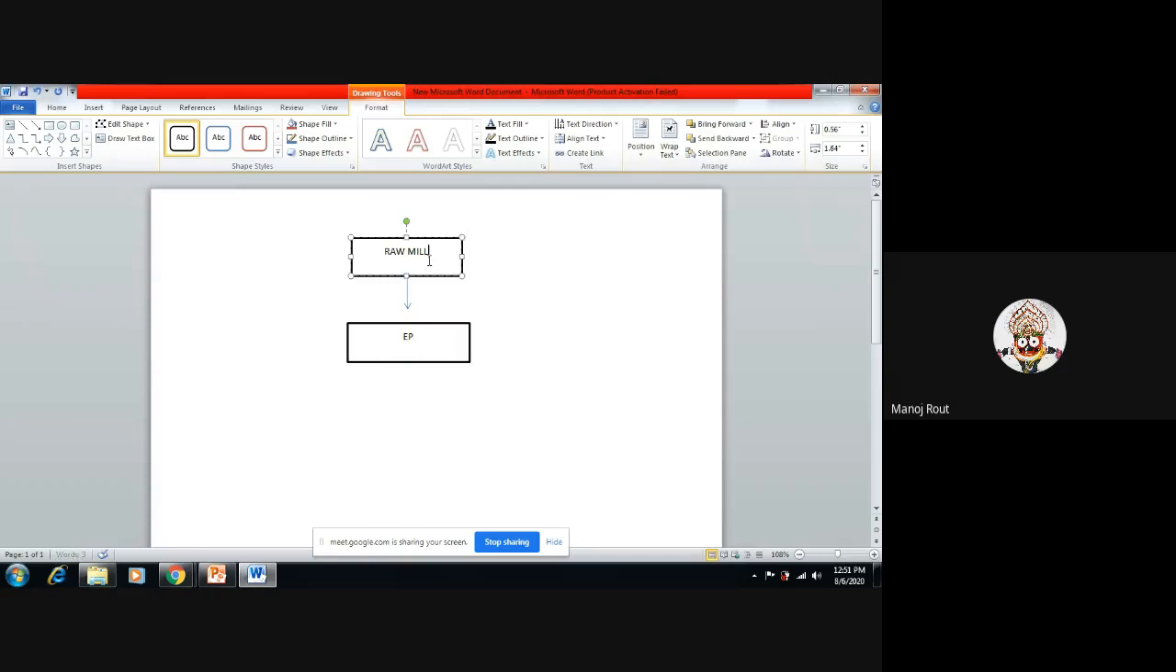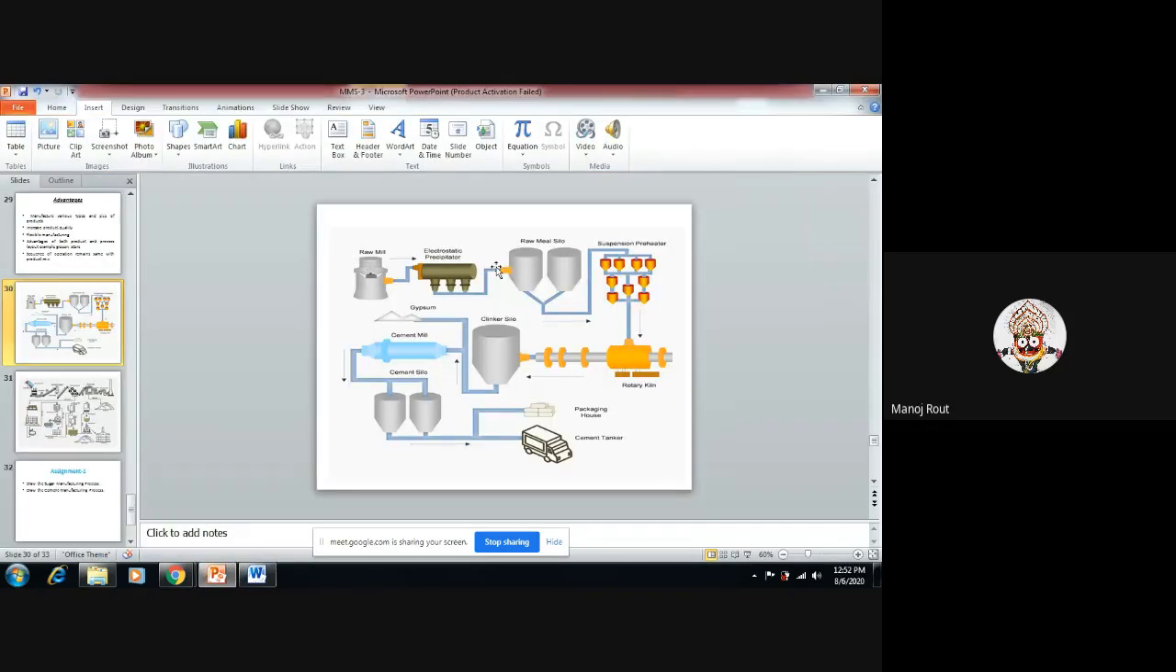Clear? Here you can note down stage one, which is the stage two process, and then you have to arrange according to this. The third one is the raw mill silo and the suspension preheater. Then the next one is the rotary kiln. The clinker silo is there. The next part is cement, but here in this case the binder is there. Is that clear?